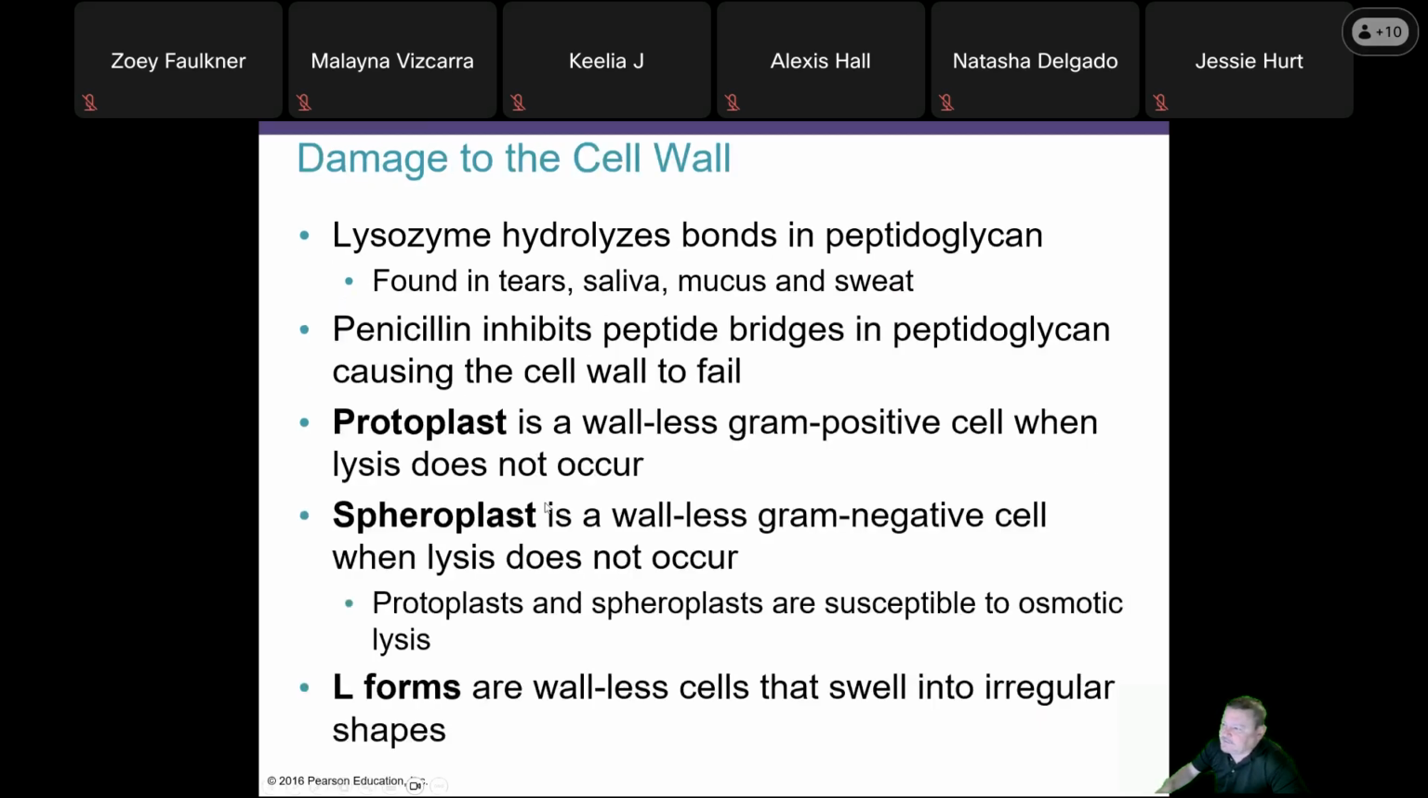Now, protoplasts and spheroplasts are cells that are kind of abnormal. The cell wall gets damaged, and sometimes they don't have a cell wall, or lysis doesn't completely occur. So again, these are damaged bacteria, but they look different than the other bacteria do. Once they get into these phases, they're easy for the immune system to knock out. So I may give you an antibiotic. It may not kill the cell, but it weakens it to a point where it becomes a protoplast or a spheroplast or an L form, and then our immune system can come in and finish the job and get rid of it.